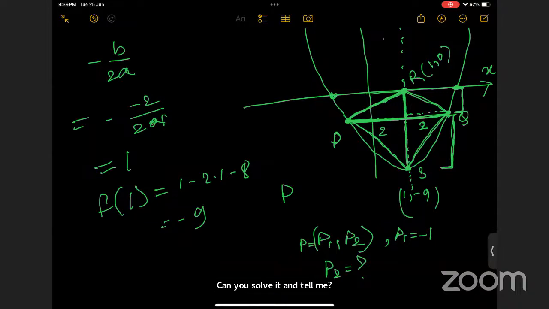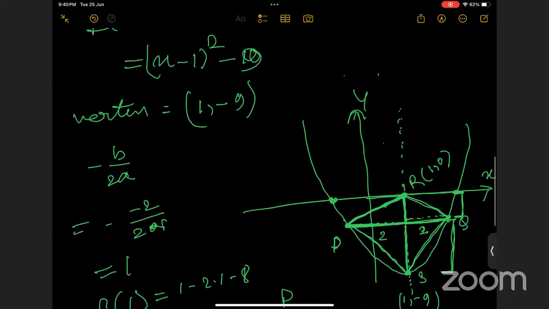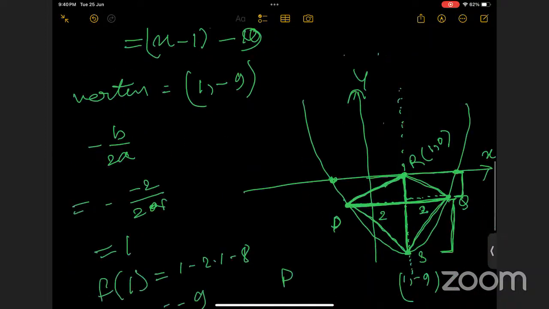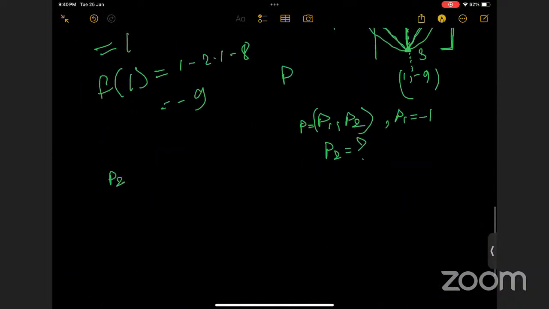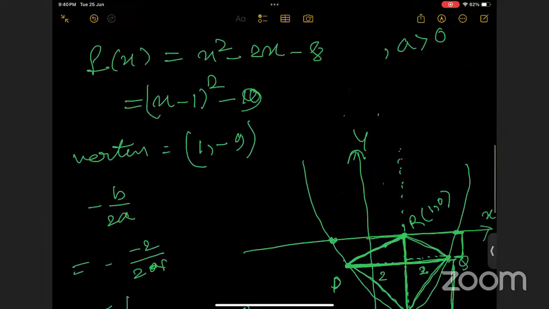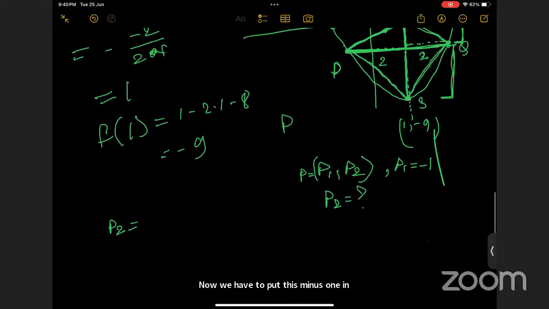Yes, ma'am, I'm solving that. Everyone, please, all of you, please try to do this. Solve what will be the value of P2? Ma'am, we have to put this -1 in that equation, and then it's giving -5, I guess.